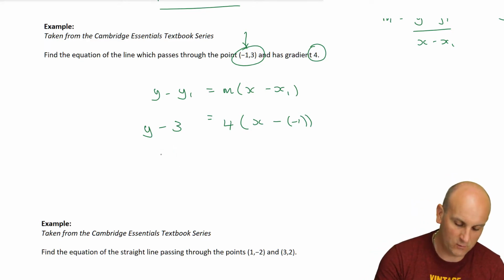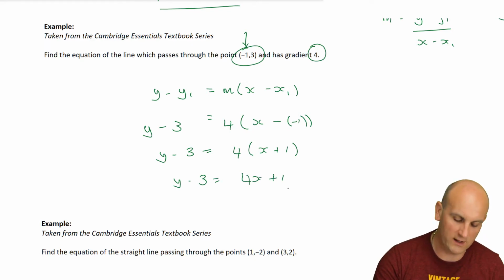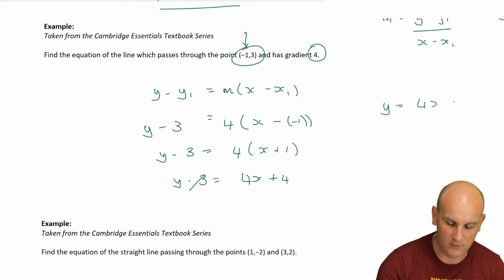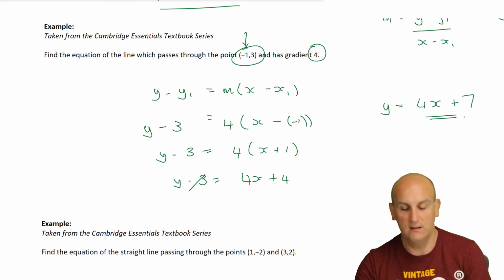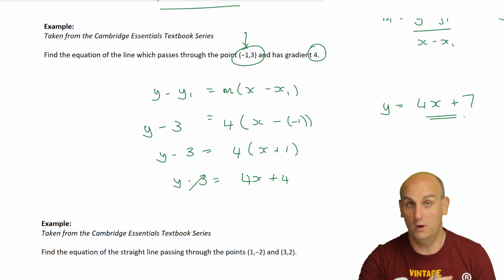So simplifying this gives me y minus 3 is equal to 4(x plus 1), minus and a minus makes a plus, multiply out the brackets, but let's leave this the same, it gives me 4x plus 4, and then I'm going to add 3 to both sides to give me y is equal to 4x plus 7. And there we go. I love that formula. It works so often. Well, it works brilliantly.